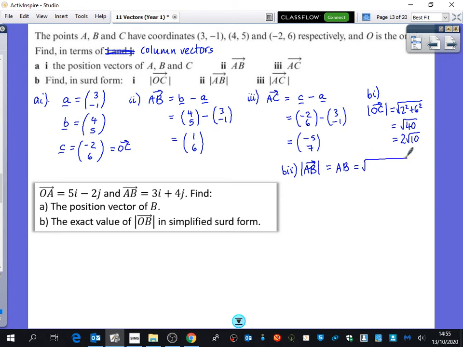So I'm just going to do Pythagoras to AB. Which vector is AB? We've got it on the page somewhere. It's 1, 6. That's A, not AB. So we need to do it to 1, 6. So it's going to be 1 squared plus 6 squared, which is root 37. And then B(iii) is the magnitude of AC, which is just the distance between A and C. So it's the magnitude of this one here, which is going to be 5 squared plus 7 squared. It's root 74.